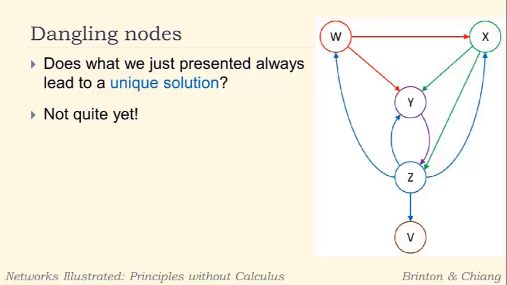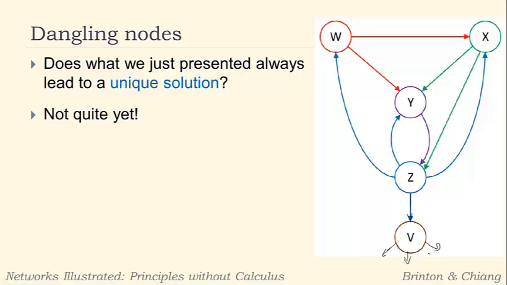with. So let's consider again our example over here, and we've augmented it now with one link pointing to this node V over here. Okay, so now let's look at V for a second. V isn't pointing to anyone. It has no outgoing links, if you notice. So what does that imply?